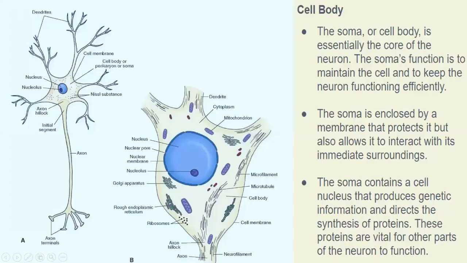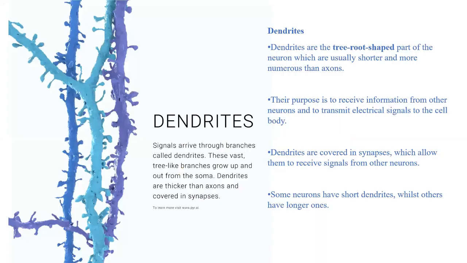Signals arrive through branches called dendrites. These vast tree-like branches grow up and out from the soma. Dendrites are thicker than axons and covered in synapses.